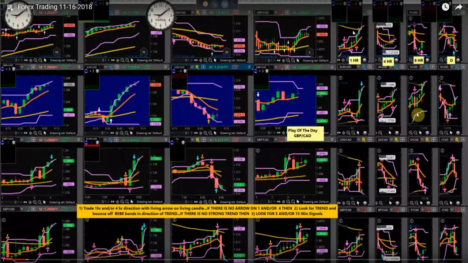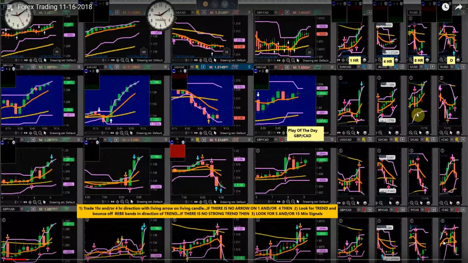Now, the pairs will differ from time to time. We're not going to really look at the GCAD. It can be a pain, that pair, unless the UCAD and the GU are going in the same direction. If they're going in the same direction, that absolutely nails it. If UCAD and GU are going up, the GCAD goes to the moon. So, at the moment, 2018: GU, EU, UCAD.